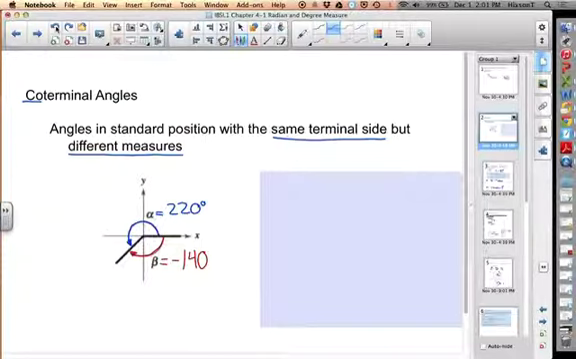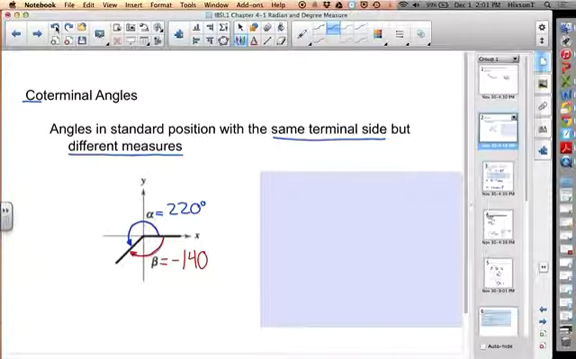Couldn't you like flip it? How do you mean? Wait, no, it's still the same measurement. Couldn't you move the initial side? Well, then it wouldn't be in standard position. But like move it to the other one. Well, yeah, if you move it anywhere, it's not going to be in standard position anymore.